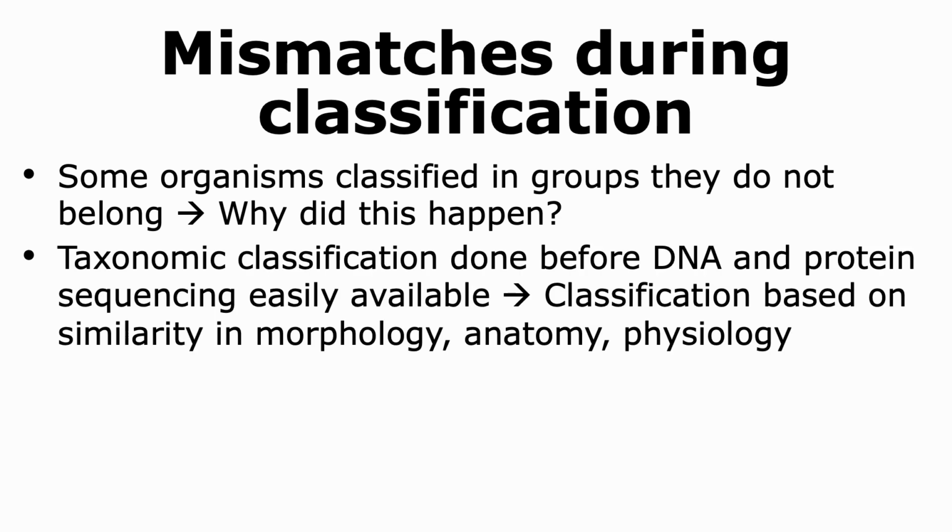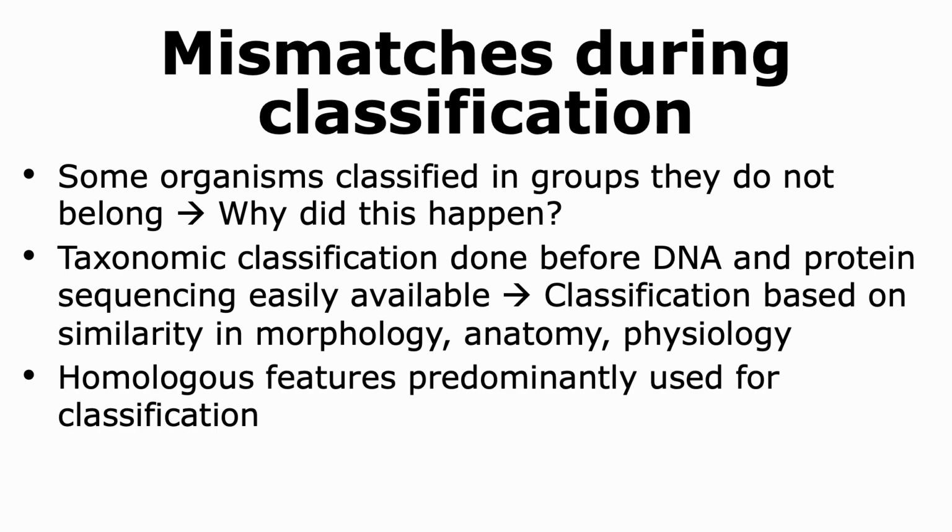One of the answers resides in the information that was used in order to classify organisms. The taxonomic classification was done before DNA or protein sequencing was easily available, and hence molecular data was usually not considered while classifying organisms. On the other hand, features such as morphological, anatomical, and physiological characters were used, and similarities based on these characters was used for taxonomic classification in the past. Homologous features were predominantly used for classification purposes.